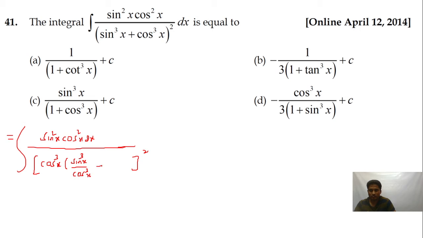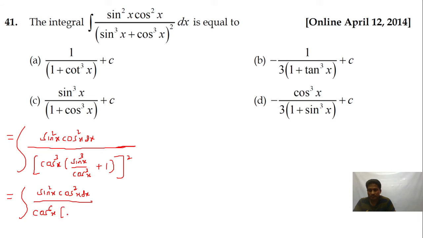Sin cube by cos cube, this is plus 1, close the bracket, and then this is whole square. You multiply, you get back the same thing. So this can be written as integration of numerator sin square x cos square x dx, upon this is cos to the power of 6x.